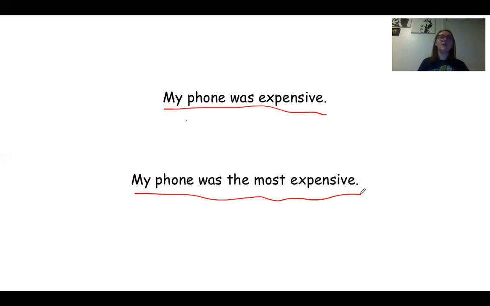But if you're saying my phone was expensive, that one isn't comparing it to anybody or anything. You're not saying, oh, this phone was more expensive than this phone. When you say my phone was expensive, you're just telling them it cost you a lot of money for you, right? But if you say my phone was the most expensive, it means that your phone was more money than the other phones at the store.